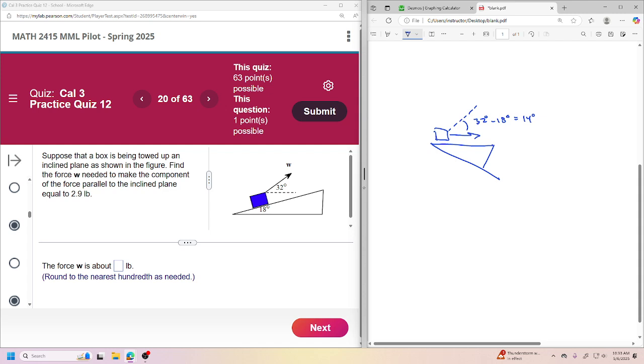We want the x component essentially. So x is equal to r cosine theta. But they're saying that the parallel force is 2.9. Am I correct? They're saying that this is 2.9, and I'm trying to find out what my W is essentially. Now, I don't know if this is right, so we're going to submit this in a second and make sure I'm doing this right.